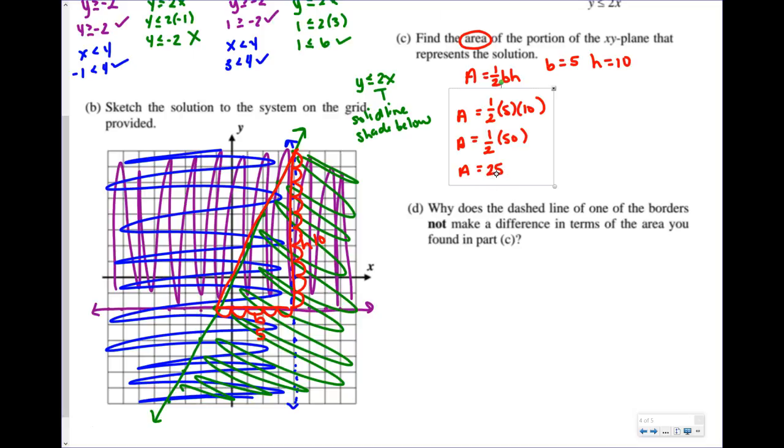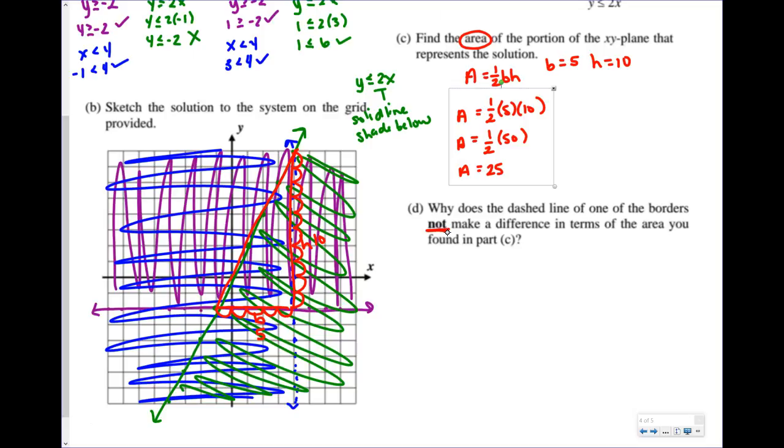Okay? And finally, I know this video is one of the longer ones we've done, but it's a pretty tough lesson, so bear with me. The last question says, why does the dashed line of one of the borders not make a difference in terms of the area you found in part C?